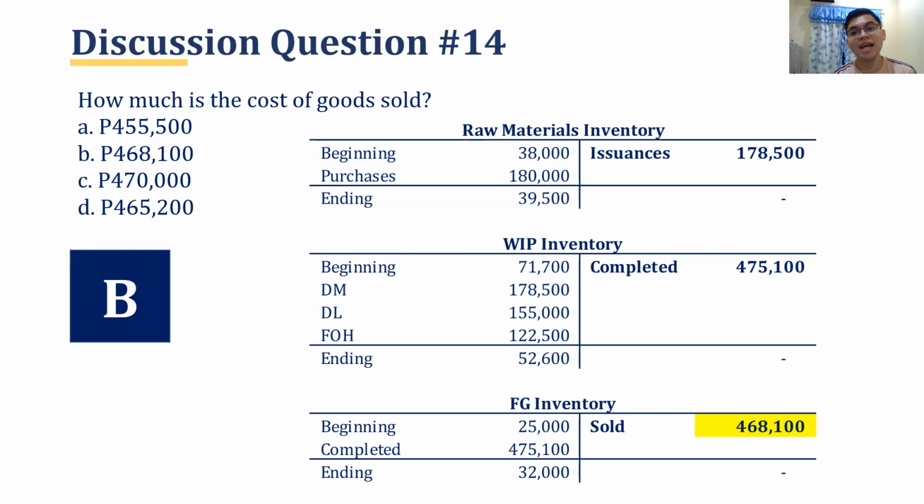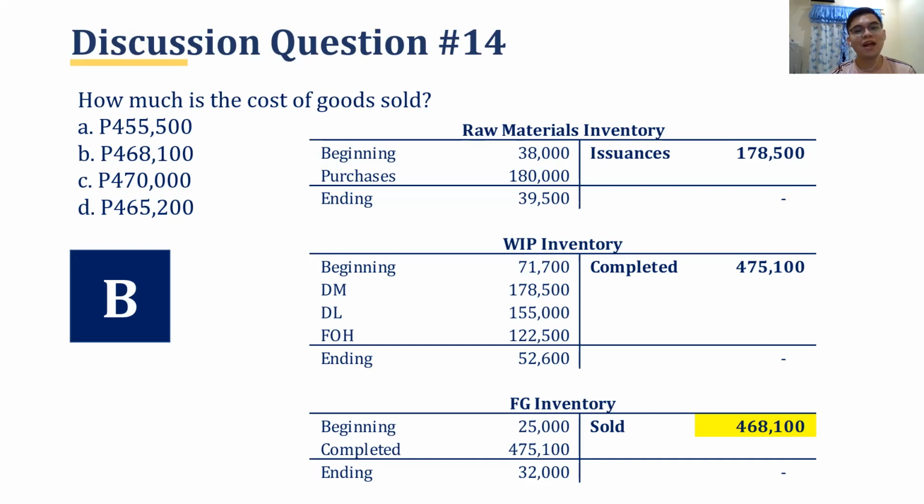Napakadali lang. You just have to familiarize the flow. And meron pala akong hindi nasali yung term na total cost of goods available for sale. So that's the combination of your beginning finished goods inventory plus yung total cost of goods completed for the period. So ito yung available for sale mo for the period. Ayan, so napakadali. It's 468,100. So at least you know the long method, and you also can play on increase and decrease in balances.